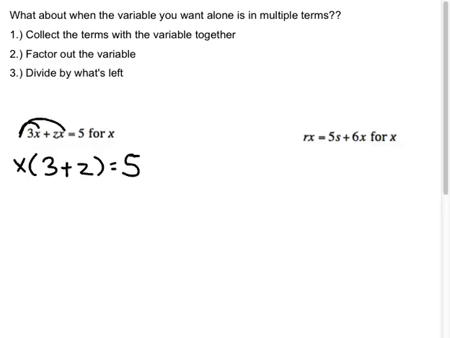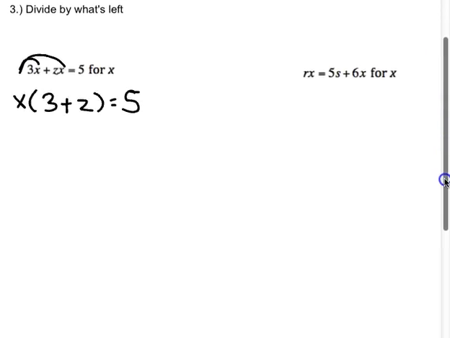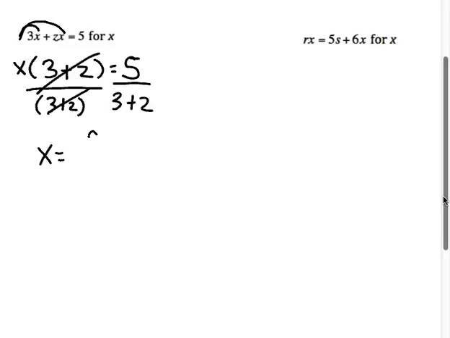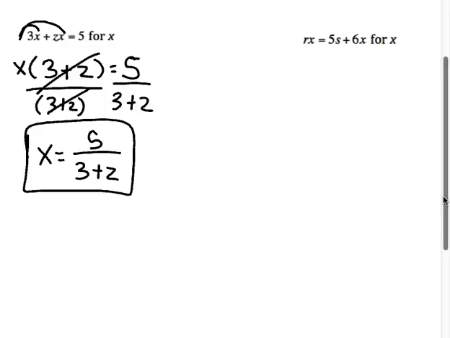Now, the reason I'm doing that is because now, hopefully you can tell, I only have one term that has an x in it. I only see x represented once. So now, if I divide by that 3 plus z, now the x is by itself. Now I've solved this equation for x.